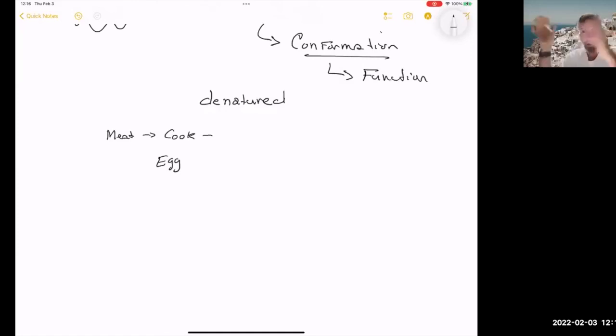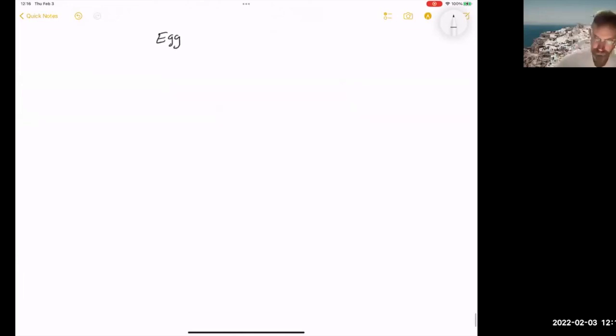And it literally is. It's not being cooked by heat, but it's being chemically cooked. The alcohol is denaturing the protein in that egg and cooking it, right? And it will look very similar to if you put it on a hot plate and cook it. This can also happen in the human body.